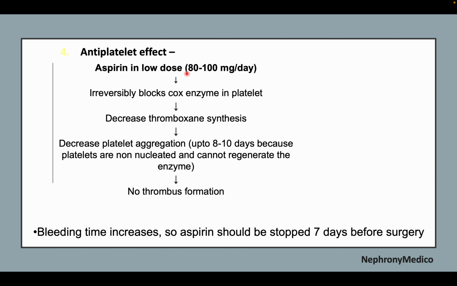Aspirin in low dose, about 80 to 100 mg per day, irreversibly blocks the COX enzyme in the platelet and decreases thromboxane synthesis and platelet aggregation for up to 8 to 10 days, because platelets are non-nucleated and cannot regenerate the enzyme, and there is no thrombus formation. The bleeding time increases, so aspirin should be stopped 7 days before surgery.